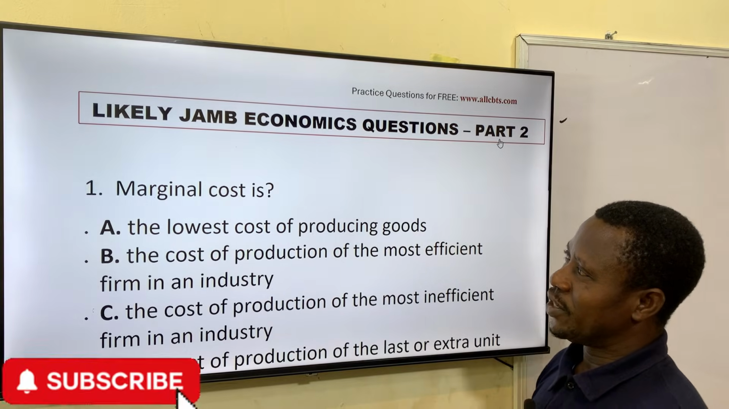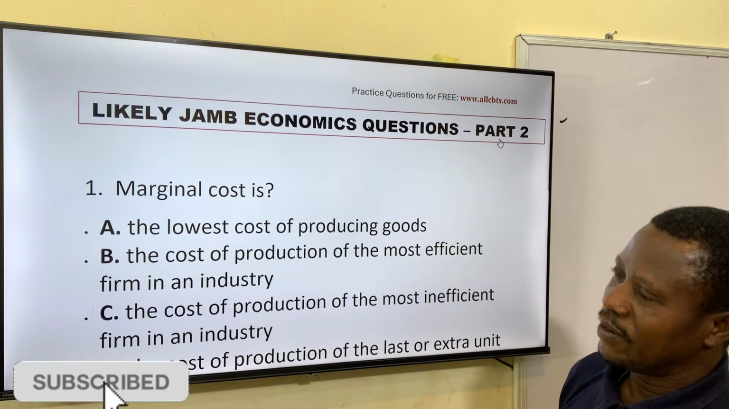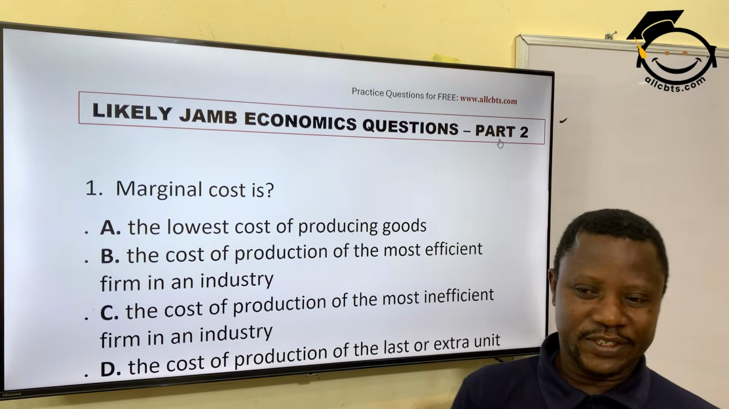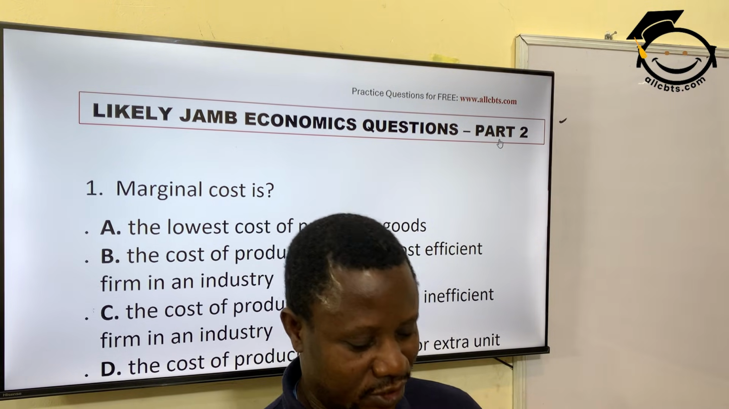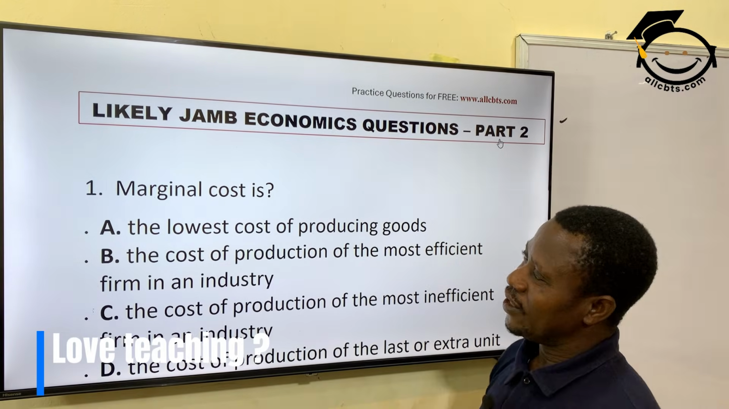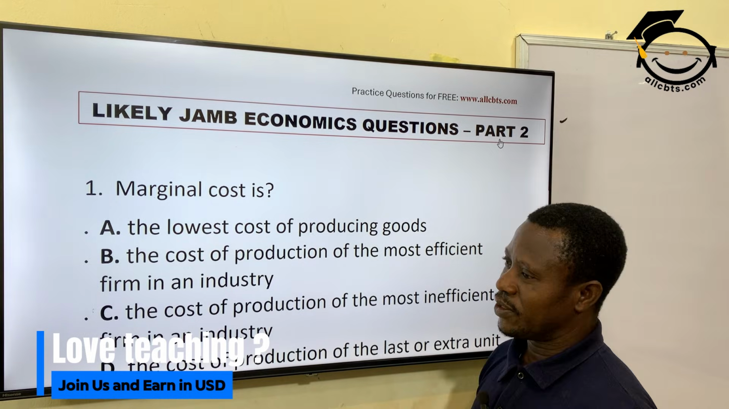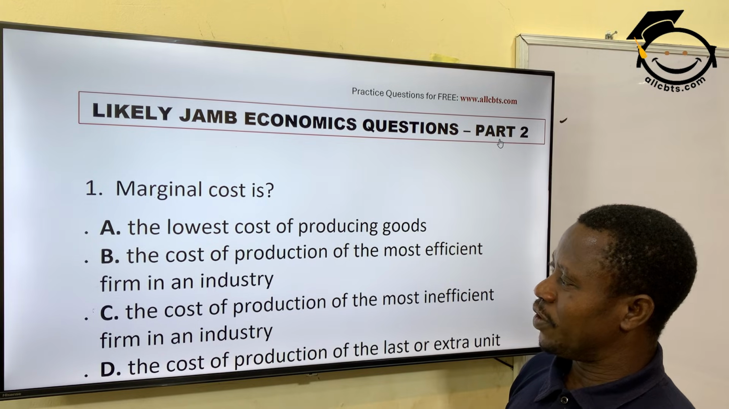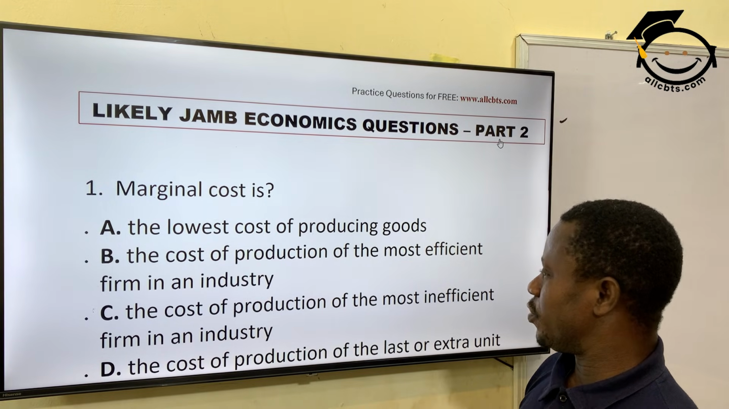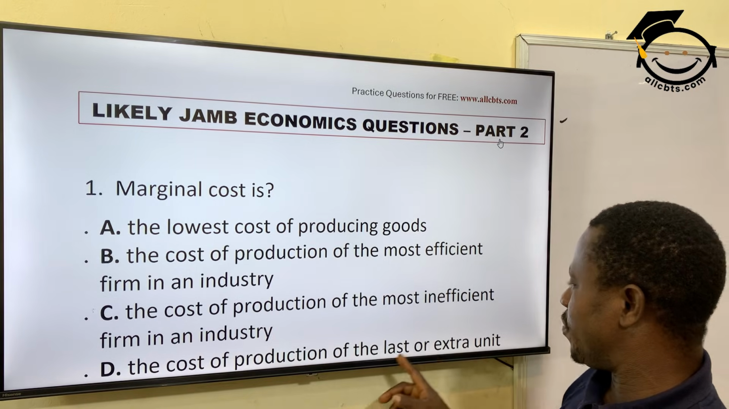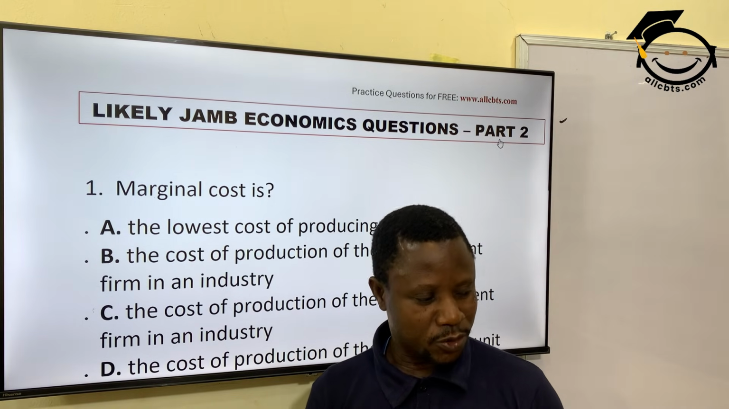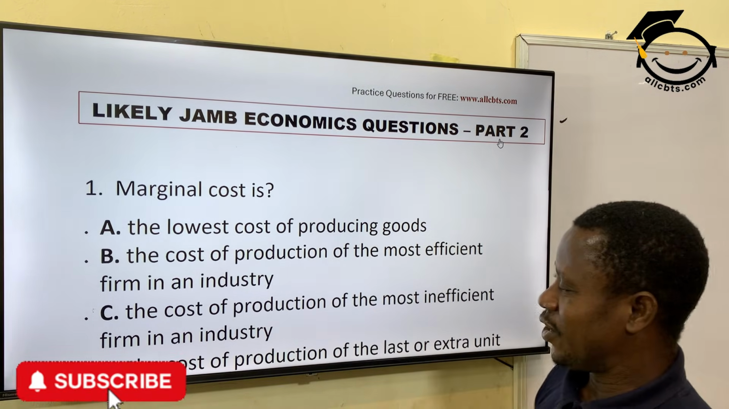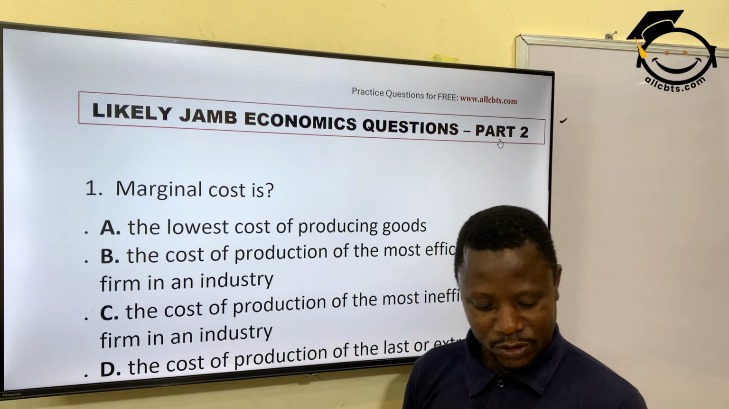One, marginal cost is. The word marginal means additional, extra cost. The lowest cost of producing goods, the cost of production of the most efficient firm in the industry, the cost of production of the most inefficient firm, the cost of production of the last or extra units. Option D, of course, is the most correct answer. The cost of producing extra units.